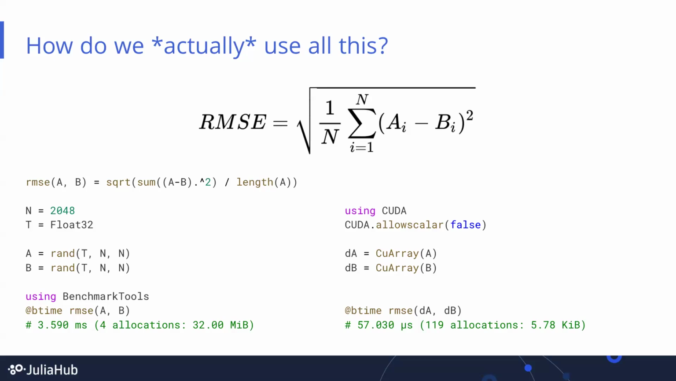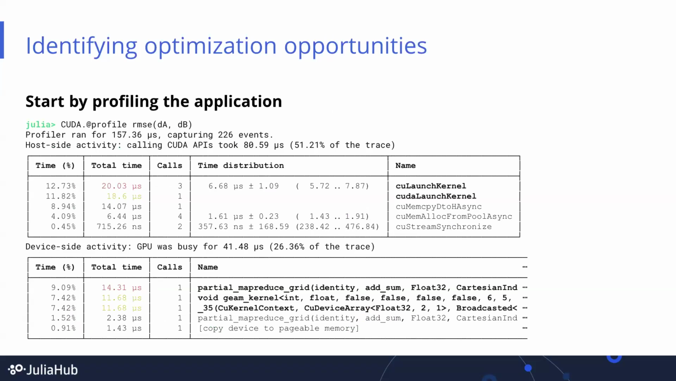And out of the gate, you already have very significant speed improvements, going from 3.5 milliseconds to 57 microseconds. And the question, of course, is: can we do better? So the first step is let's profile this application.